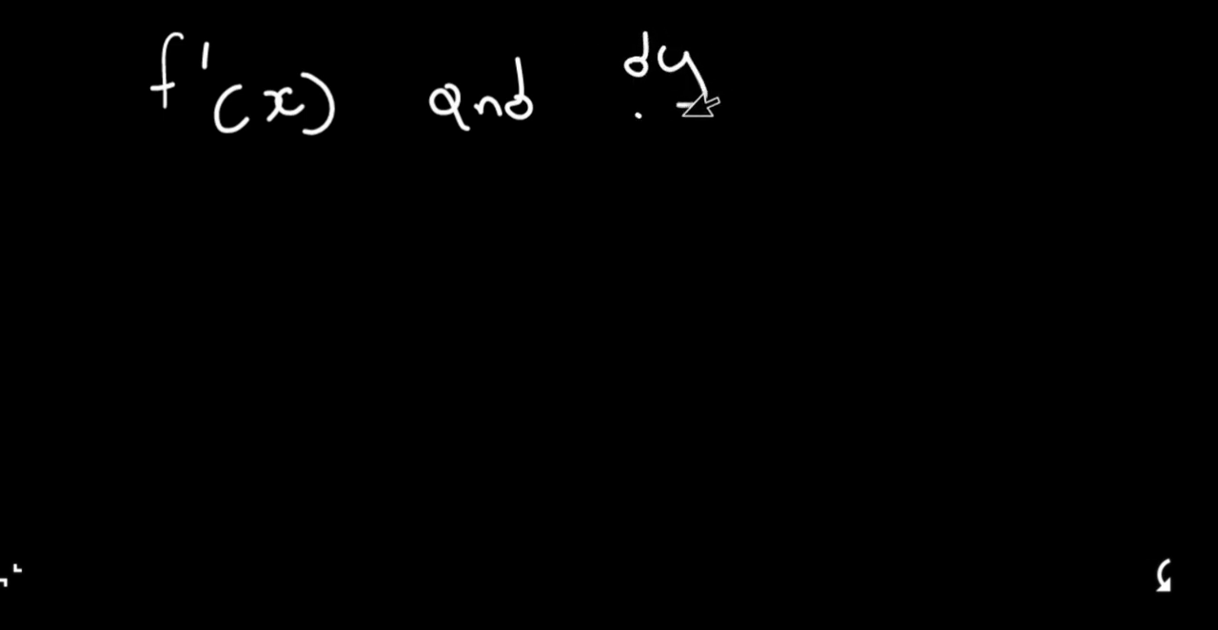In this video, we'll be covering notation, standard forms, and rules of differentiating. The derivative of a function is represented by f prime of x and dy dx. These two notations are called Leibniz notation.